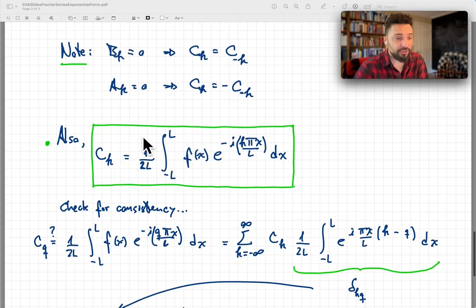Now we can check for consistency. If we have this formula, is it true that this formula really returns ck? So what do I mean by that?